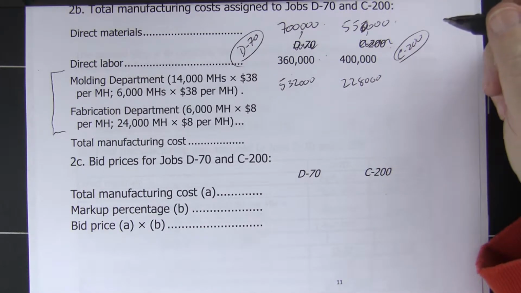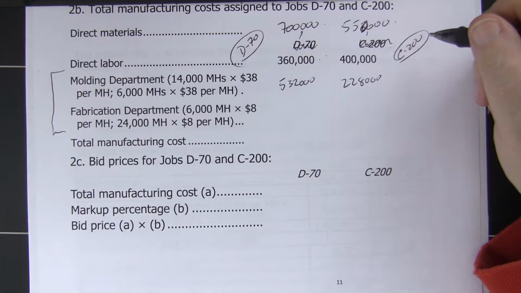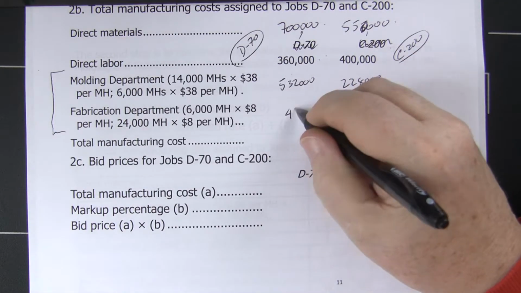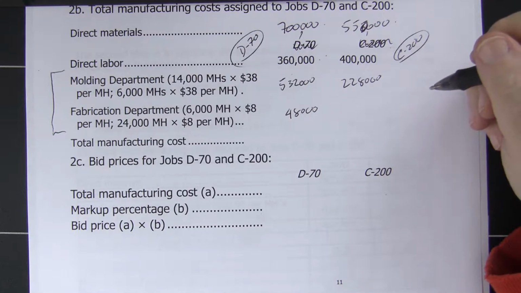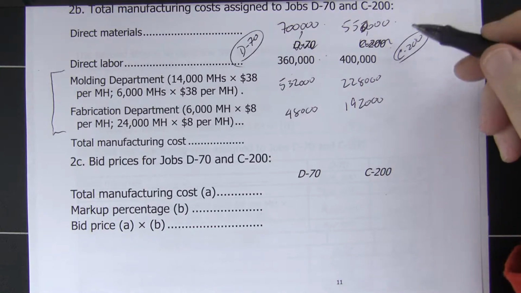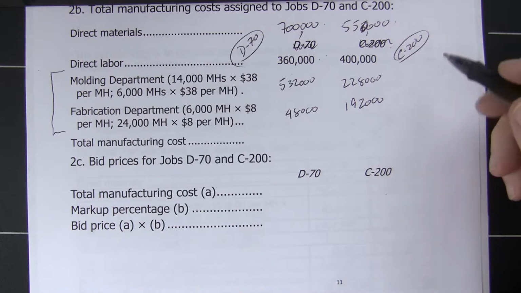The fabrication department, the numbers kind of flop there because D70 only used 6,000 machine hours. So that's 48,000. And C200 uses a lot more machine hours in the fabrication department. That used 24,000 hours at $8, so that's 192,000. And we're just taking the numbers that they gave us at the very beginning, and we're just running them down step by step.